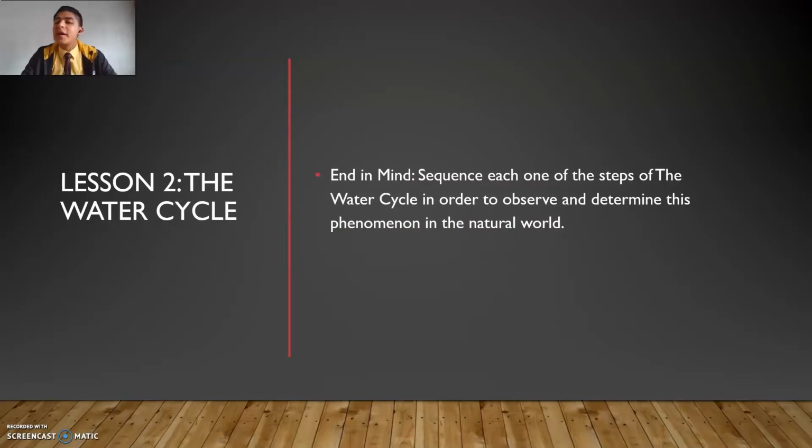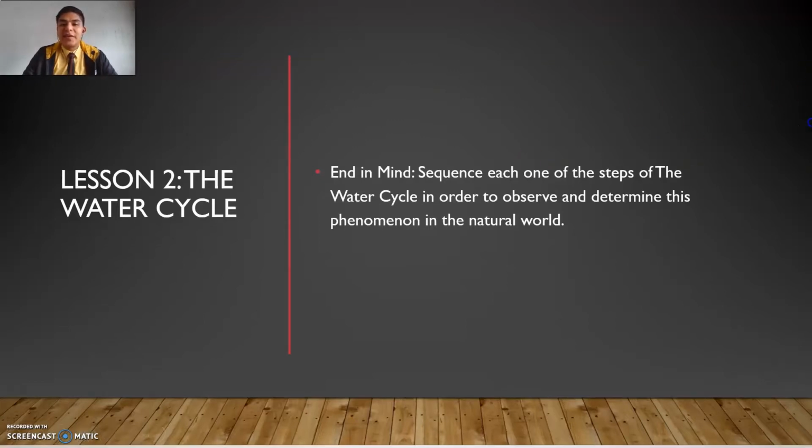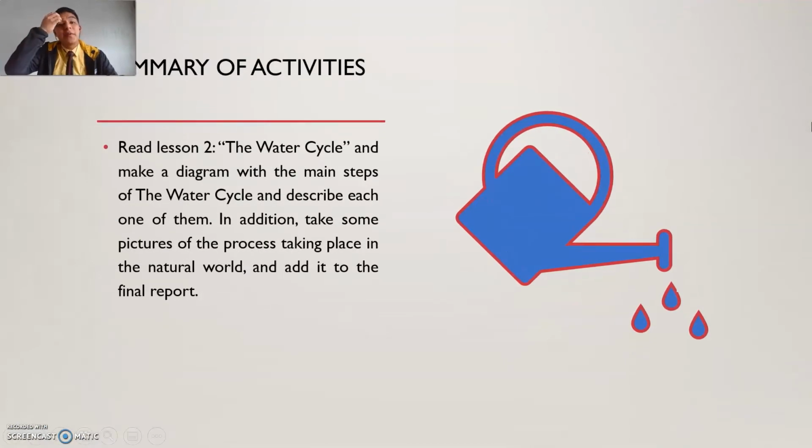Sequence each one of the steps of the water cycle in order to observe and determine this phenomenon in the natural world. Alright, and here we have a summary of the activities that you need to complete. So read lesson number 2, the water cycle, and make a diagram with the main steps of the water cycle and describe each one of them.